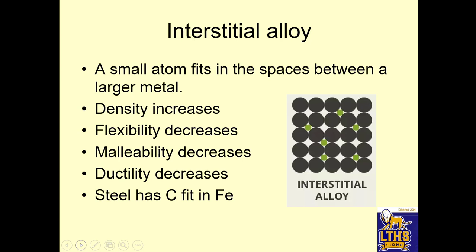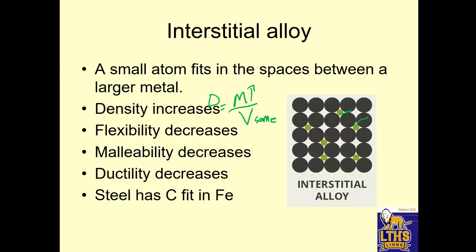Interstitial alloy. A small atom fits in the spaces between a larger metal. So the effect of this is the density increases. Do you see these little guys that are in here? If they weren't there, the metal would have less mass. Remember, density is mass over volume, right? Rho. But if you put those in there, the mass goes up and the volume is the same. So that means that the density would increase.